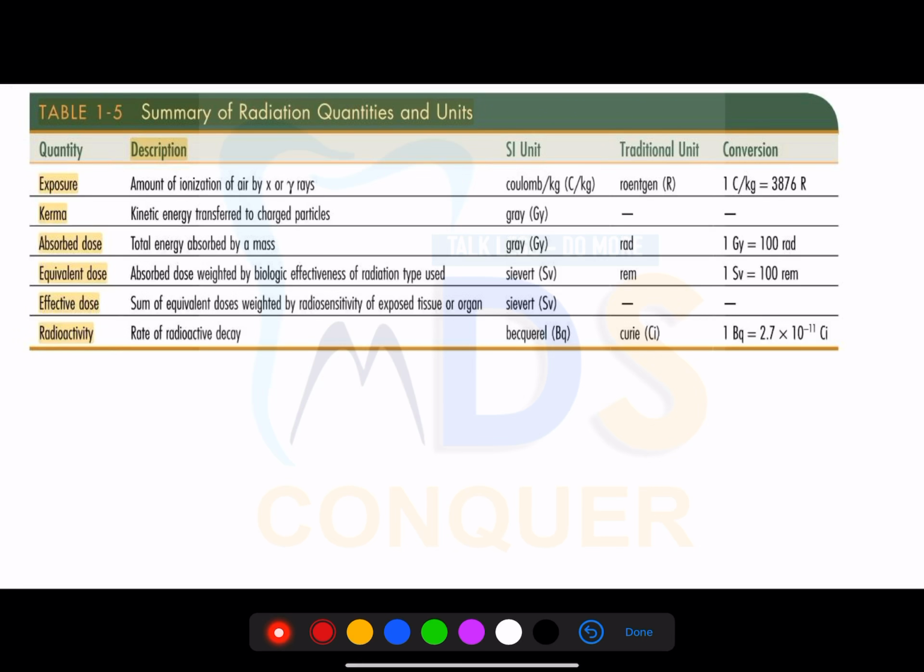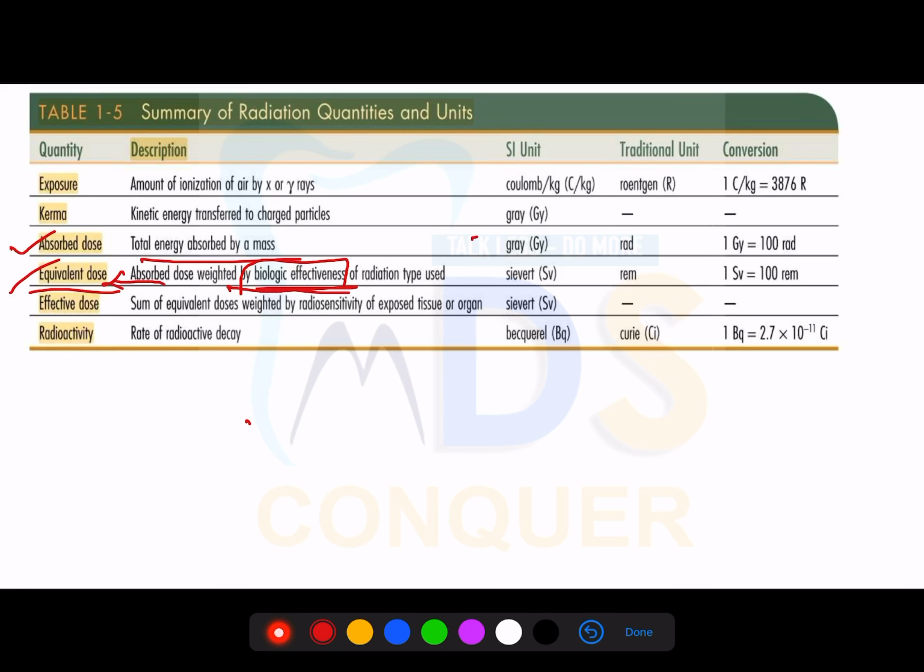So this is a summary of quantities and units. Among them, absorbed dose and equivalent dose are very important. Absorbed dose is nothing but the total energy absorbed by a mass, whereas equivalent dose shows the biological effectiveness of a radiation type. So remember biological effectiveness for the equivalent dose.